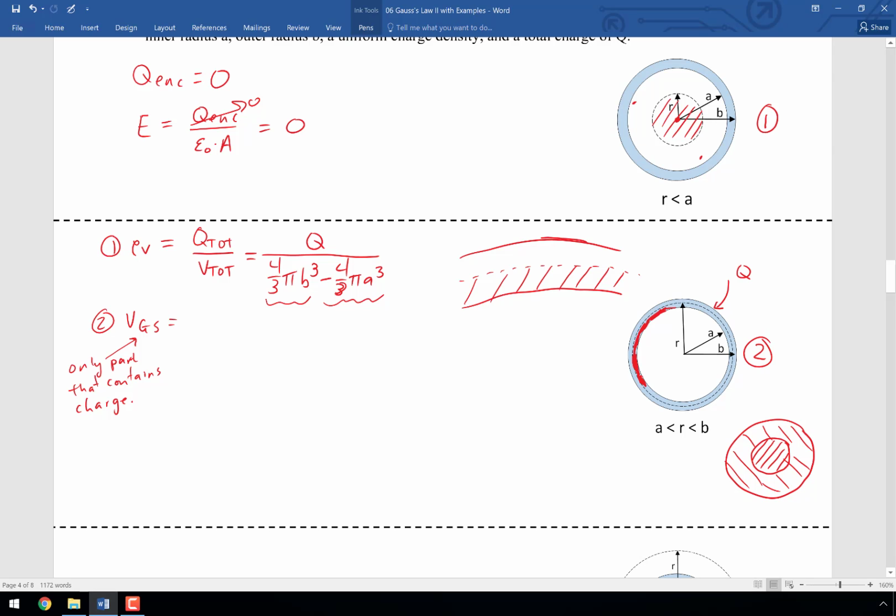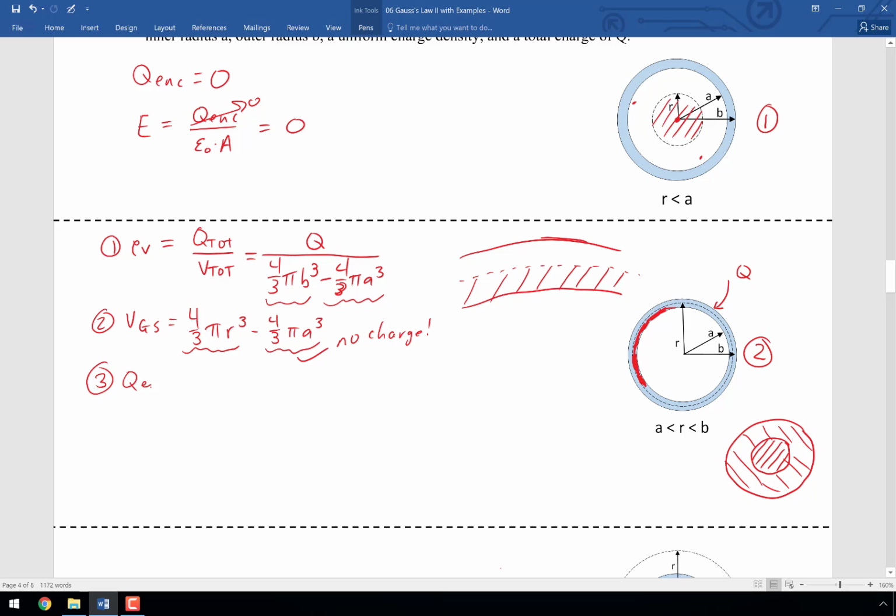And so the volume of the Gaussian surface is going to be 4/3 pi r cubed minus 4/3 pi a cubed. So the charge density is step 1, and then the volume of the Gaussian surface is part 2. I'm going to erase this observation here so I have room to do the next step. But just remember that you might have said, hey, the volume of the Gaussian surface should just be 4/3 pi r cubed. And that would have been the volume of the entire sphere with the entire dotted line. But remember that this part contains no charge, and so therefore it doesn't get counted.